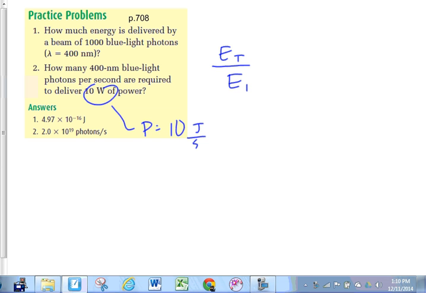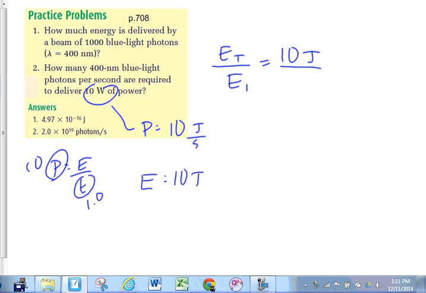So if the power is 10 joules of energy per second, and we only have 1 second, then the energy in this case would be 10 joules, right? If power is equal to energy over time, and power is 10, and time is 1, then energy is equal to 10 joules. Only because we're dealing with 1 second here. That's my total energy.